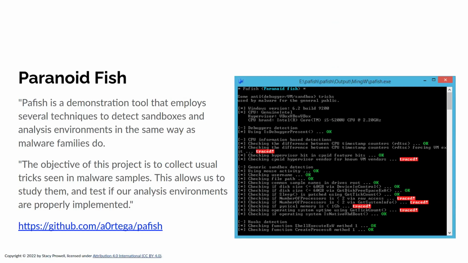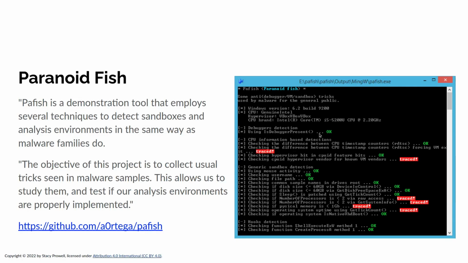Is all this documented somewhere? How do you find out if you're being sandboxed? Well, there's a tool for that. There's code, and the code can be found on GitHub, and it's called Paranoid Fish. Paranoid Fish is a demonstration tool that checks to see if someone is trying to trace you. And here's what it looks like when you run it.